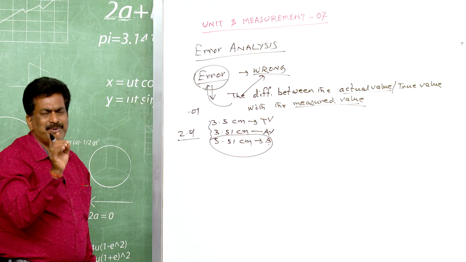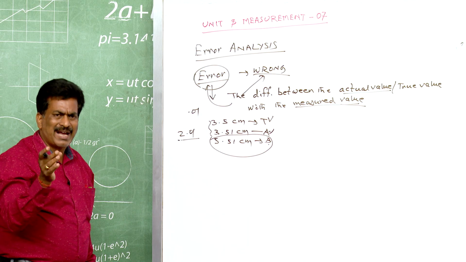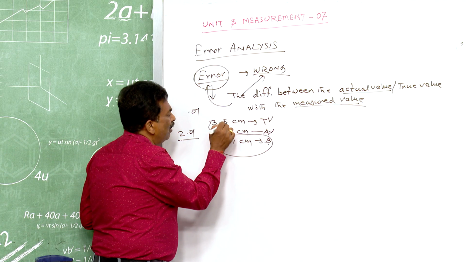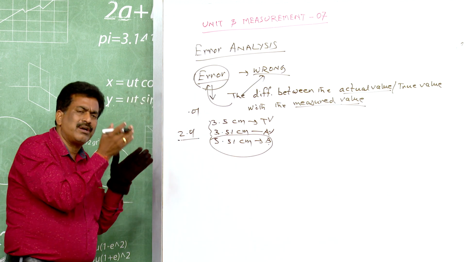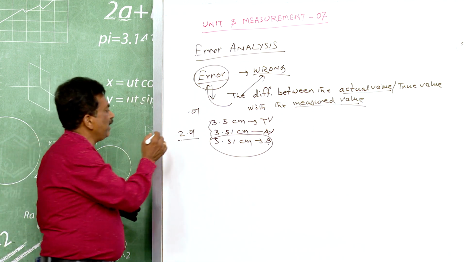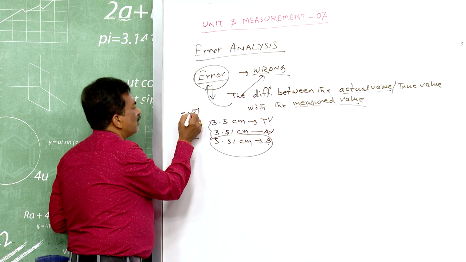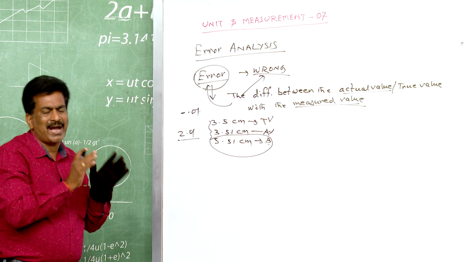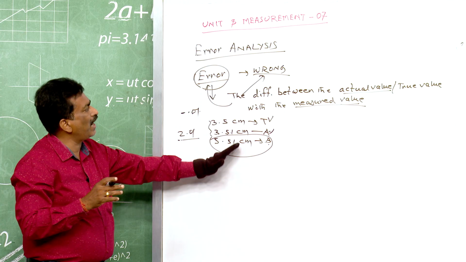For the error, if it is a very small one, then that is accepted. Not only in the plus way, but also in the negative way. Means in the plus 0.01 or the minus 0.01, that is accepted. So that is the error, and this is one.